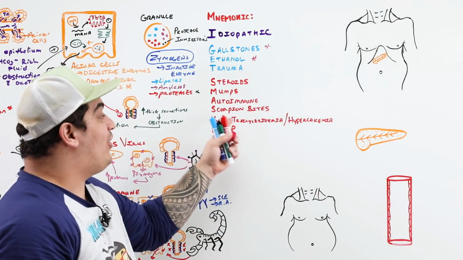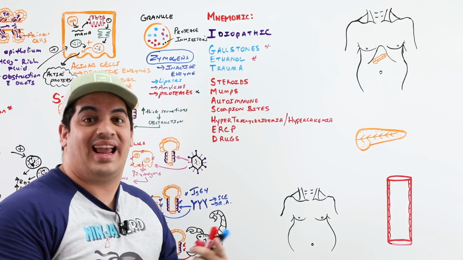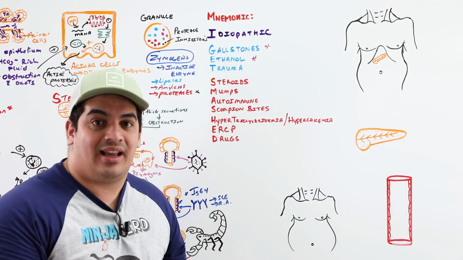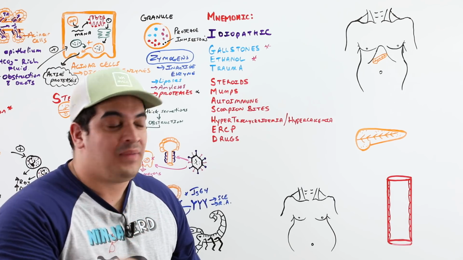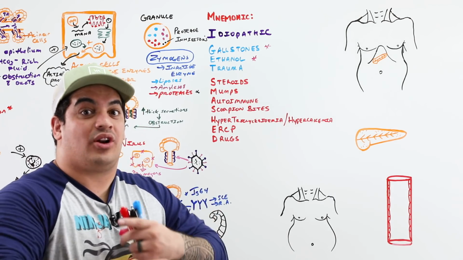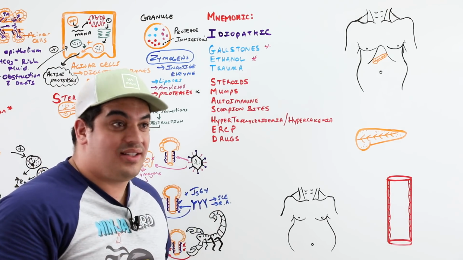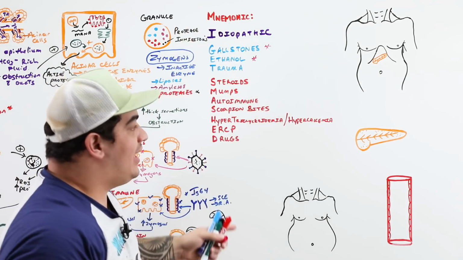Then we also had the ERCP and the drugs: the sulfa drugs, the HIV medications, some of the anti-diabetic medications of the GLP-1 category. So these are the particular causes that, if you want a quick way of remembering all of these causes, and we can just move on to pathophys, utilize this mnemonic.